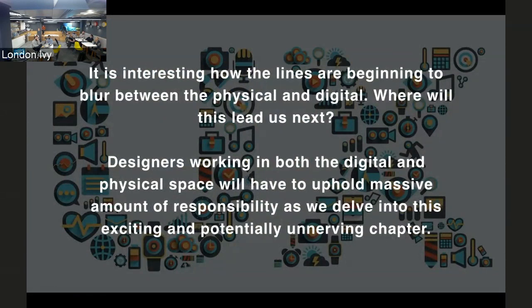So to finally leave all this, it's interesting how the lines are beginning to blur between physical and digital. Where will this lead us next? Designers working in both the digital and physical space will have to uphold a massive amount of responsibility as we delve into this exciting and potentially unnerving new chapter. Thank you very much.